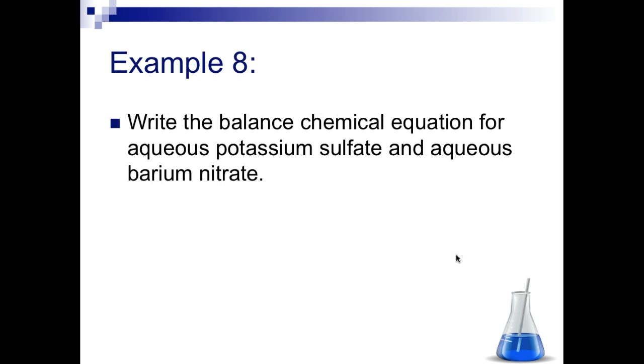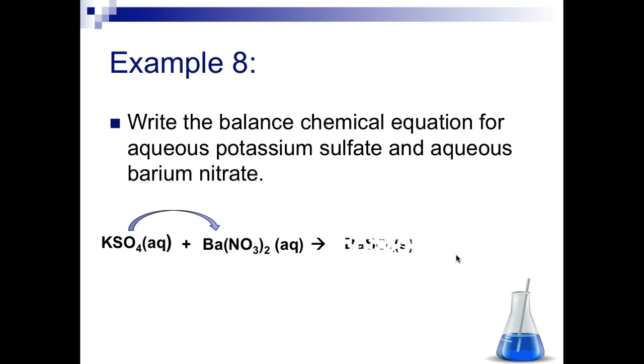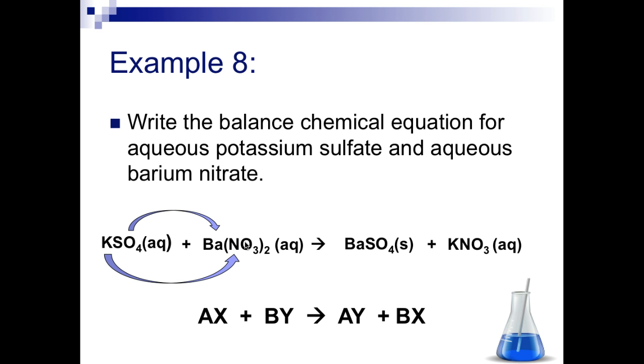So let's do an example. Write the balanced chemical equation for aqueous potassium sulfate and aqueous barium nitrate. The big thing with these also is you have to write your equations correctly first. So you're going to start off with potassium sulfate plus barium nitrate. And you're going to make what two products? Well, we're going to do the inside guys together first. So it's barium sulfate. Remember, your Ba has to go first because it's the metal. And then the two outer things are going to come together. So potassium nitrate.